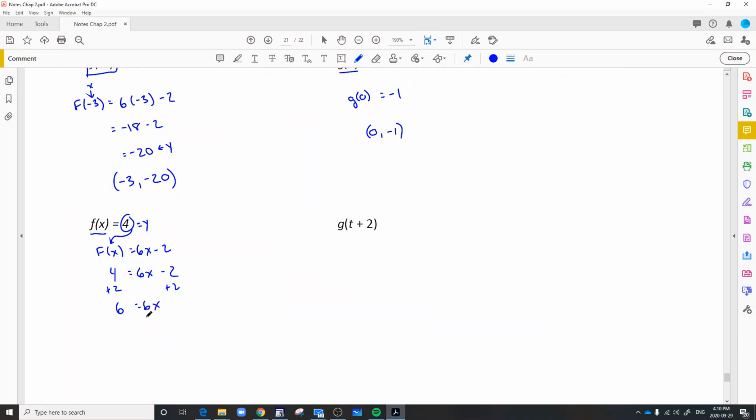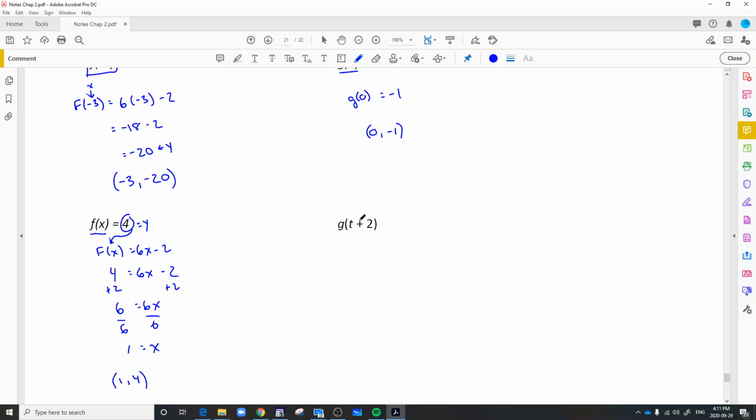And then I'm going to solve for x by dividing each side by 6, and I would get x equals 1. So in other words, when the value of your function of x is 4, the x value that would give you that y value would be 1. So your ordered pair would be (1, 4).